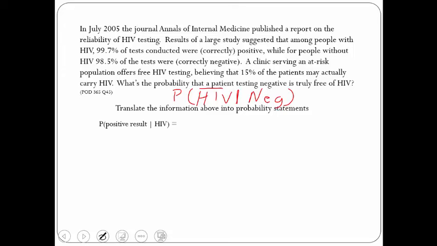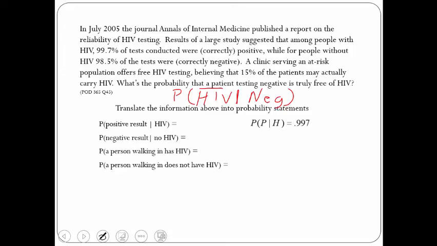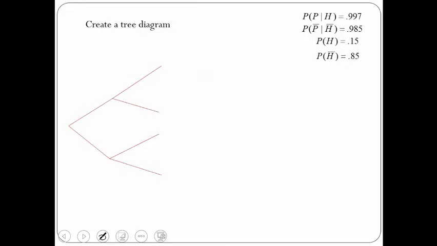So what we do have, right, are these probabilities. So 99.7% of the tests are correctly positive. In other words, given that they have HIV, that they get a positive test, 99.7. Here, 98.5%, given that they don't have it, right? Given that they don't have HIV, that they get a negative test, which would be here in symbols, 0.985. 15% of people have it, which means 85% of people don't have it.